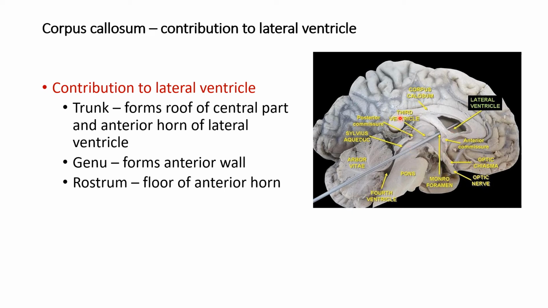So what is the contribution to the lateral ventricle? The trunk forms the roof of the central part of the lateral ventricle and the anterior horn of the lateral ventricle. The genu will form the anterior wall of the ventricle, whereas the rostrum will form the floor of the anterior horn of the lateral ventricle. So now we have learnt about the contribution of the corpus callosum to the lateral ventricle.